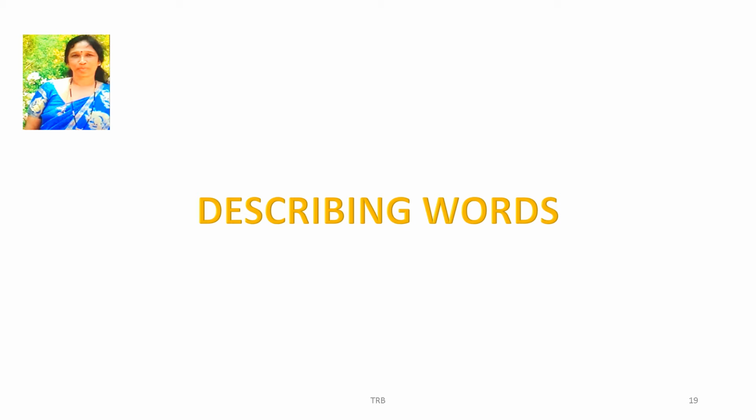So here we are talking about how the girl is. The girl is happy. How is the child? The child is happy. So the words that describe a person or thing are called describing words or adjectives.